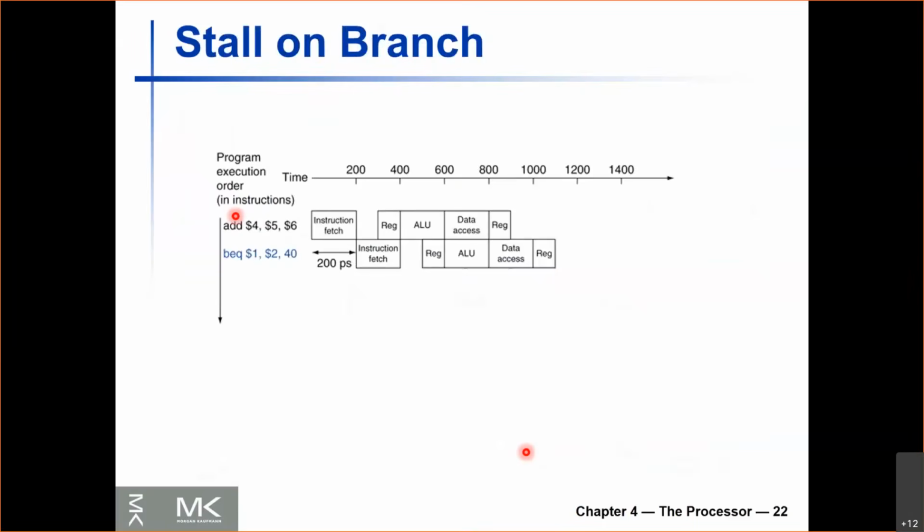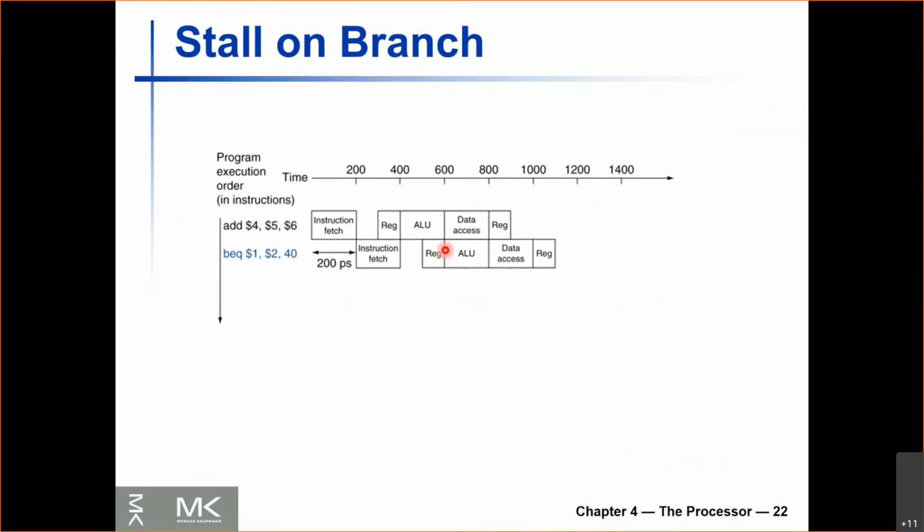Now let's see how control hazards work. Let's say I have this code over here: an add instruction, and then a branch instruction. With the branch instruction, I fetch the branch, and now I need to decode it. Decoding the branch is going to happen here, in the third cycle. Now the problem is that I cannot do the instruction fetch for the next instruction. Why not? Because I don't know the next instruction until the end of the decode stage, when the branch is resolved.